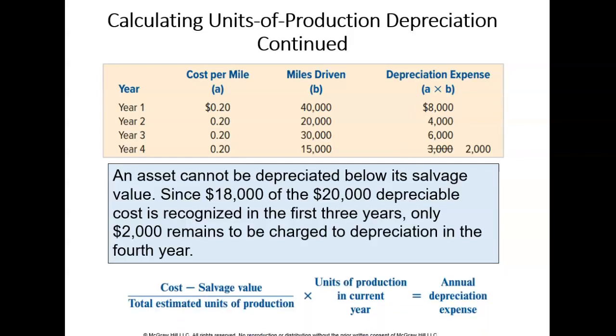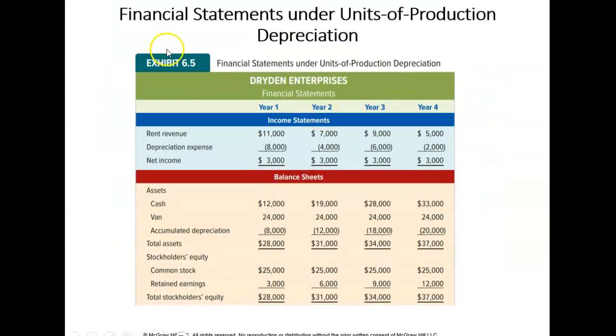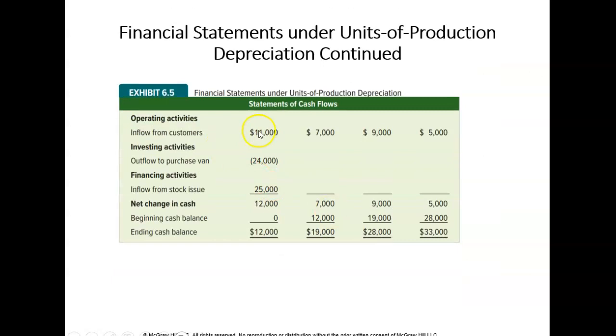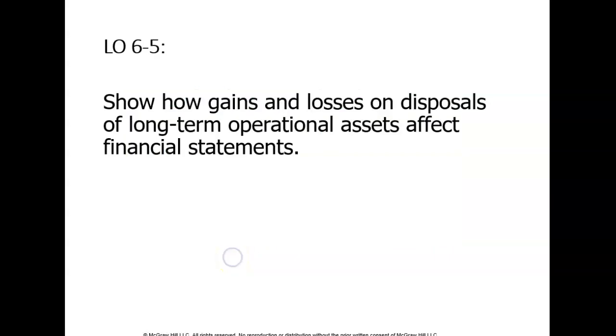Okay? What you would notice is that, again, here we're showing the expense each year and the cumulative amount, and this number cannot exceed your depreciable cost, which in this case was the $20,000. This is showing the income that was received, the money spent for the purchase, the stock being issued, and the ending cash balance for years 1 through 4.